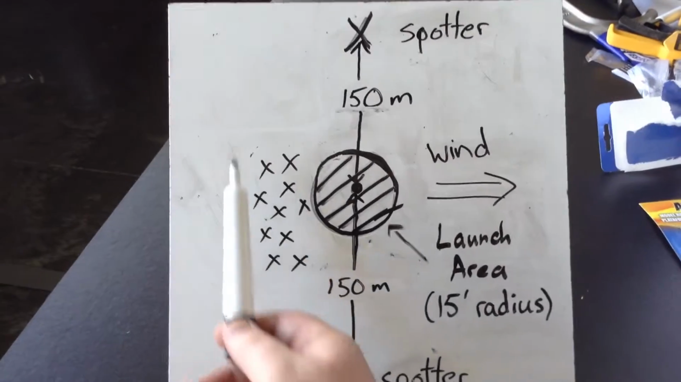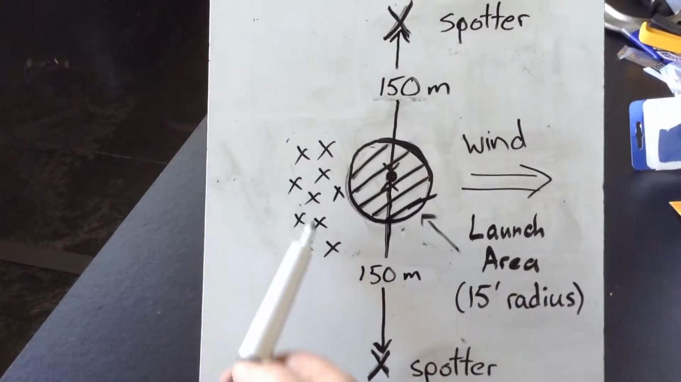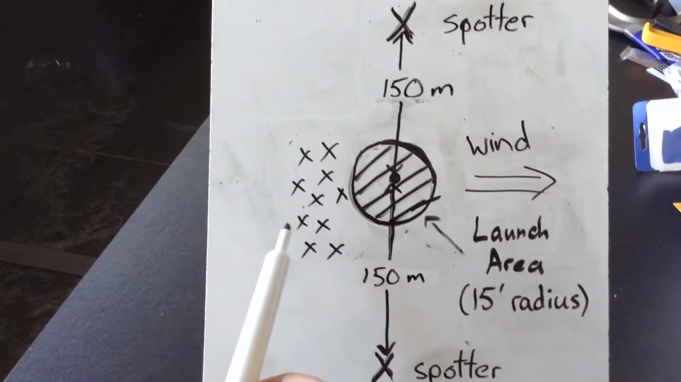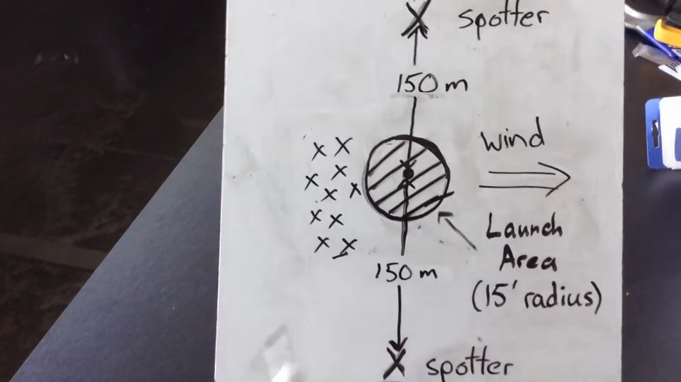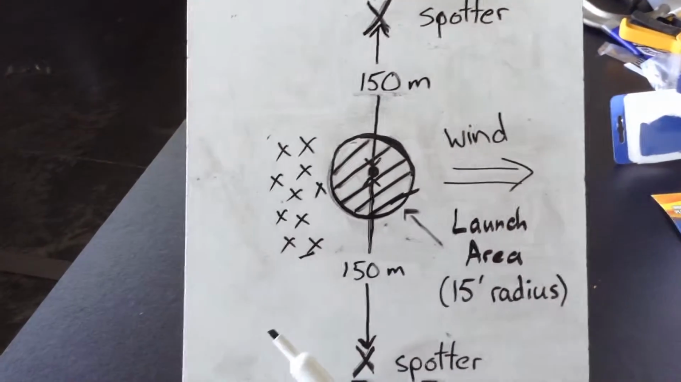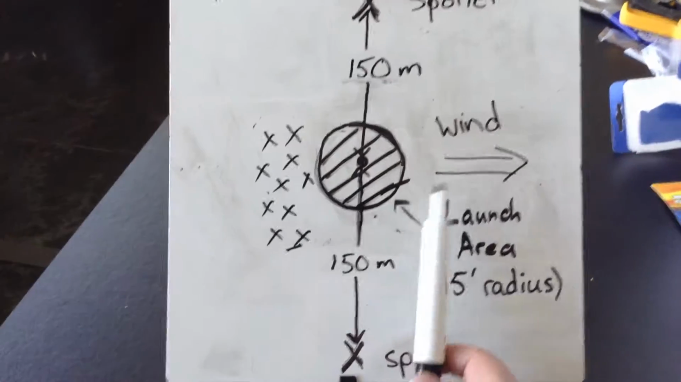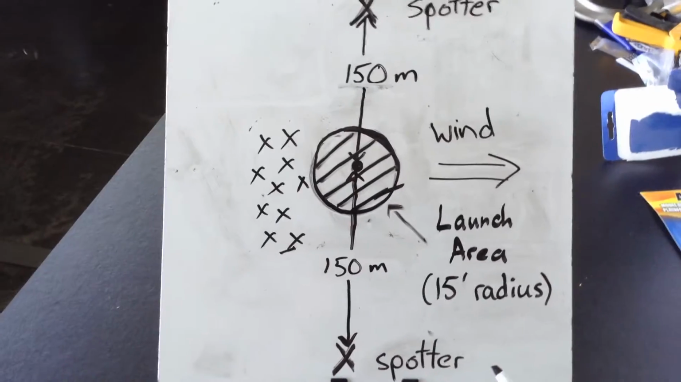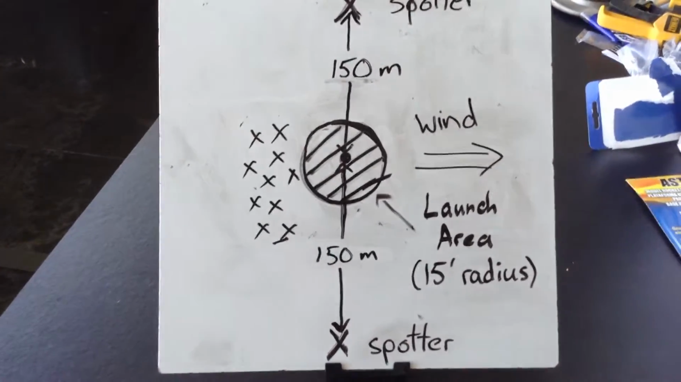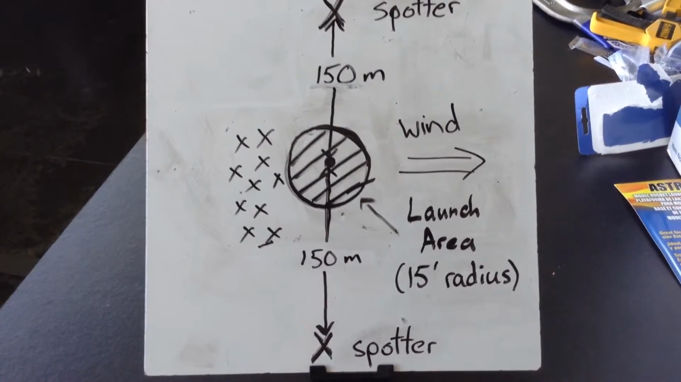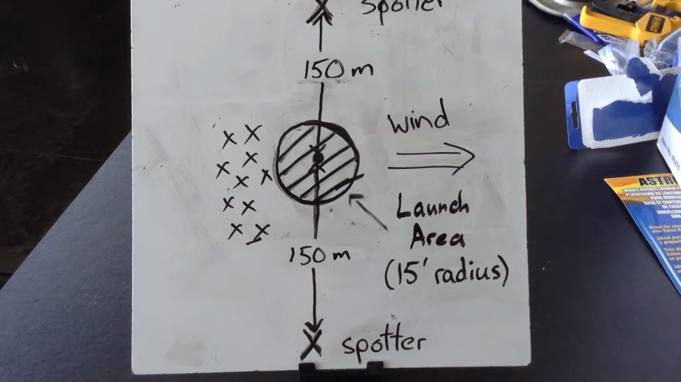Everybody who is a spectator is going to be upwind. So if the wind is pointing to the right, everybody is going to be on this side. The reason for that is because when the rocket comes down, we don't want to be worried about it coming down on somebody's head if there's a prevailing wind going in one direction. We don't want to be targets in case a parachute doesn't release. So that is a safety precaution.